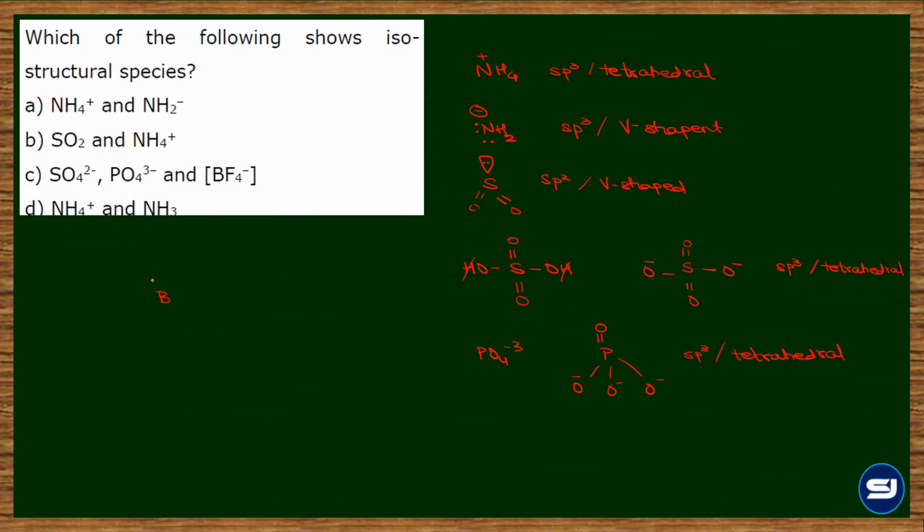BF4 negative will be having B with 4 fluorides, having the complete octet with a negative charge. So this will also have sp3 hybridization with a perfect regular tetrahedral geometry. So these are having the same hybridization as well as the same structure, hence they will be considered to be isostructural. So the answer is D.